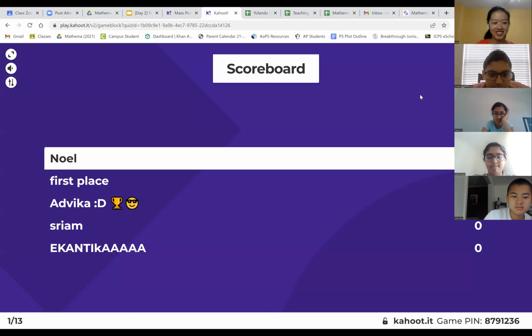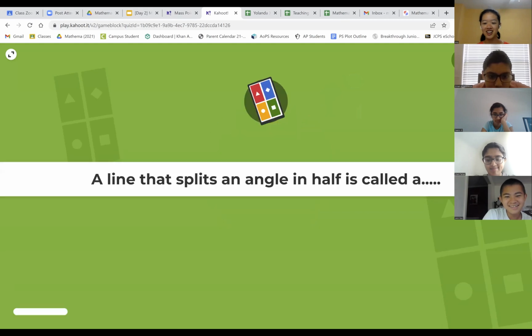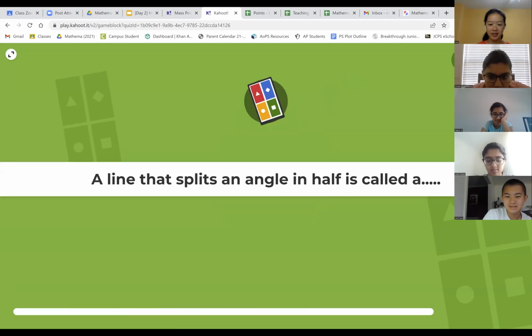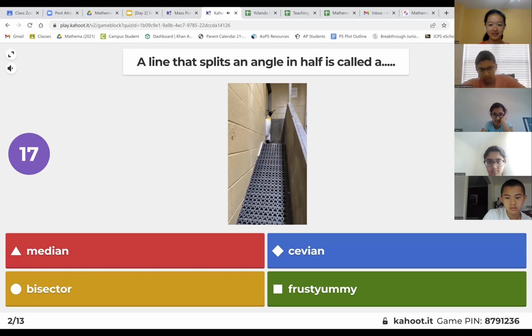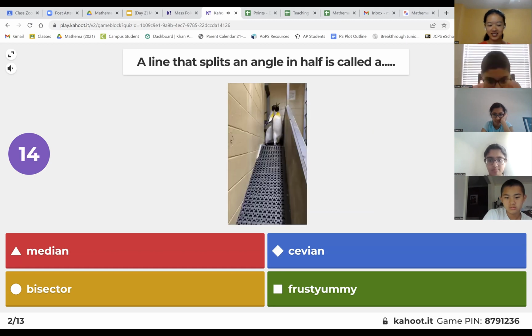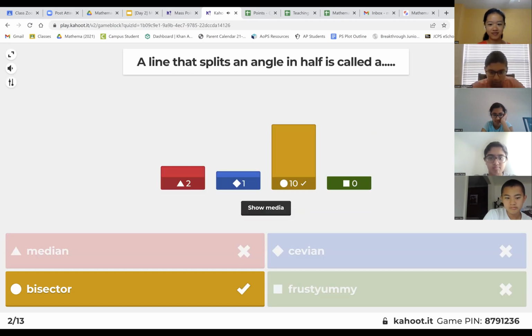Noel is in first place. First place is in second place. That's ironic. A line that splits an angle in half is called a... Yes, it's called a bisector. And Frusty Yummy is basically, I was thinking of a frustum because I was thinking of random math terms. And then a frustum sounded too boring, so I added yummy at the end.